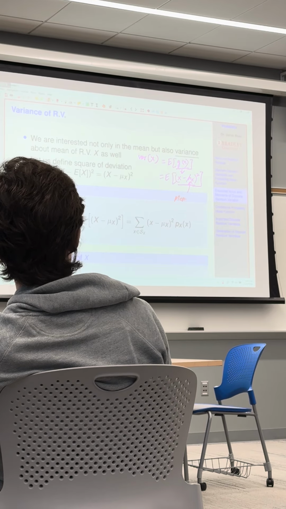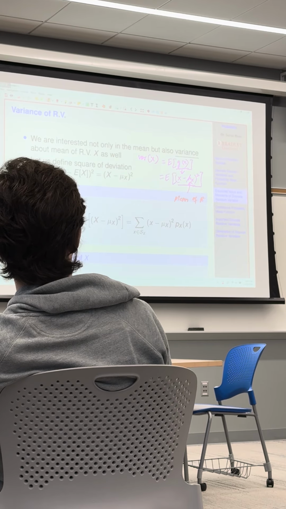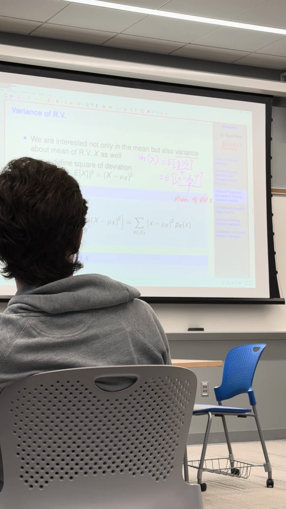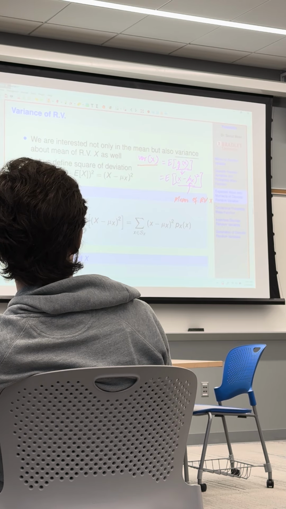This is the mean of random variable x. Mu sub x is the mean of random variable x. So, in other words, this variance is, we call this standard deviation squared. This variance is basically standard deviation squared, and standard deviation is denoted with sigma sub x.